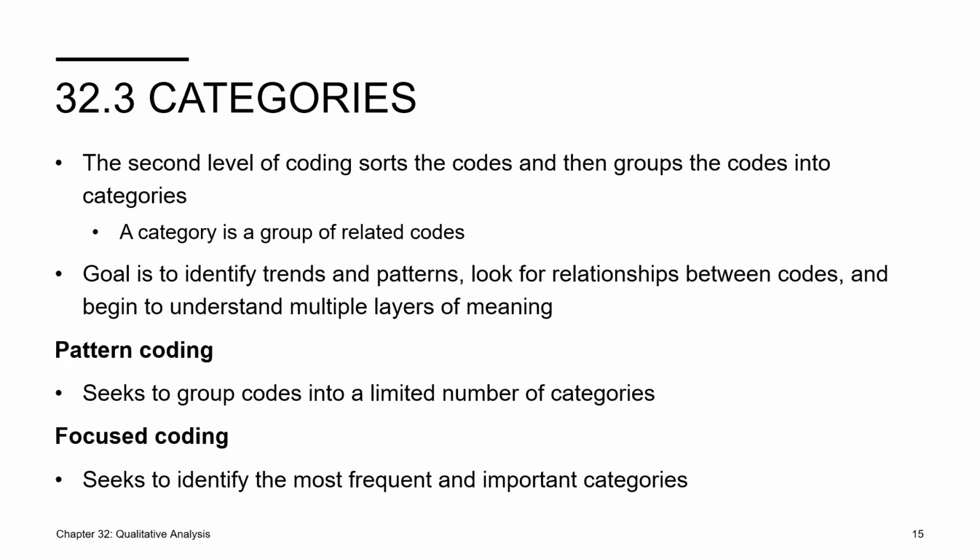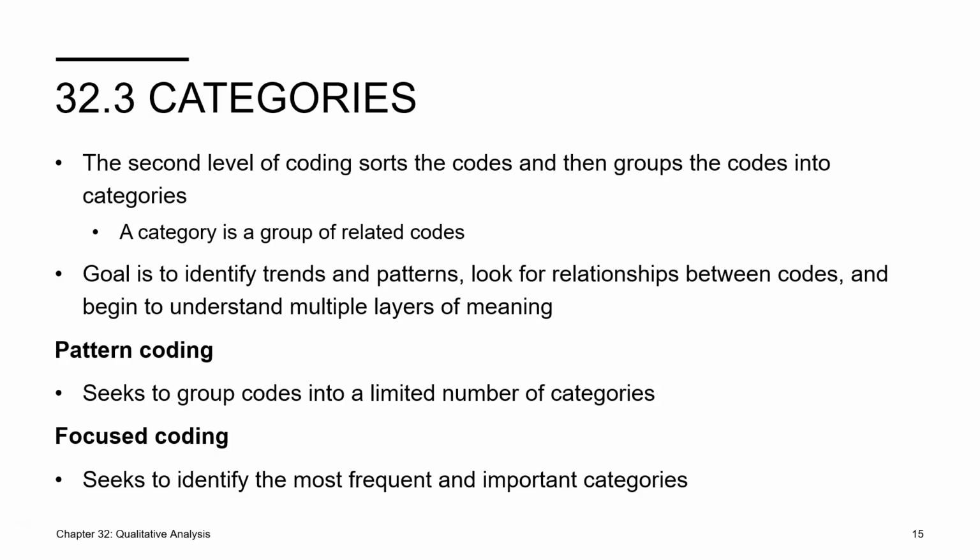And then the second level of coding is categories. Here's where you want to identify trends and patterns, look for relationships between different codes, and begin to understand multiple layers of meaning. This could include pattern coding, which is where you seek to group codes into a limited number of categories. So you may have multiple codes related to health, and then you have one big health related code.